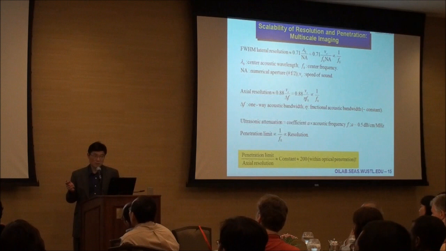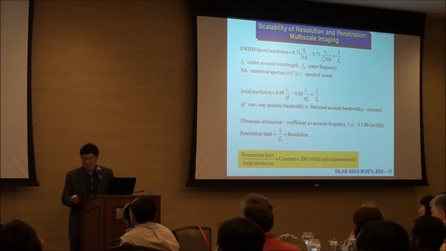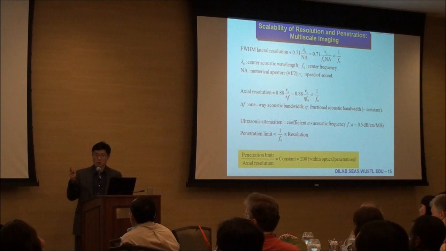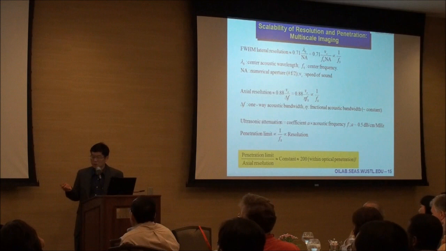And by and large, this ratio is determined by the properties of tissue. Again, we gotta thank nature for its grace, right? Because if this constant is only 2, that means you only have 2 pixels to work with. So very likely, in most cases we get more than 100 pixels to work with. And that means you have high resolution images to show.